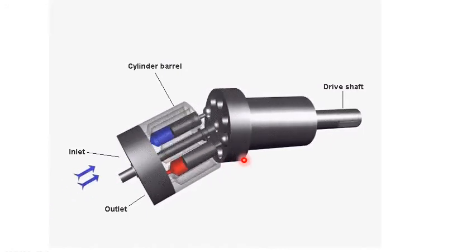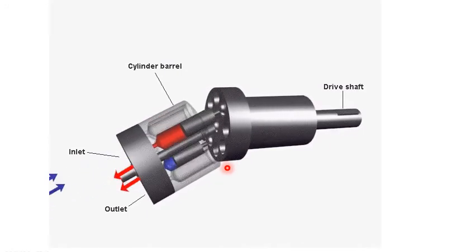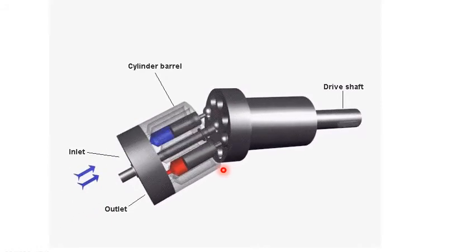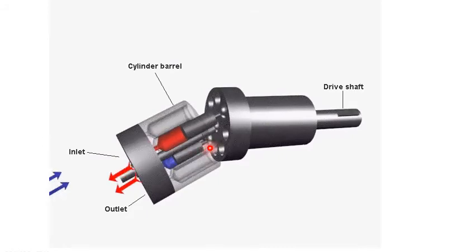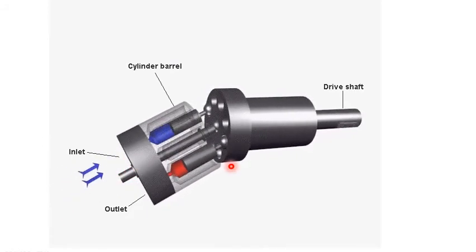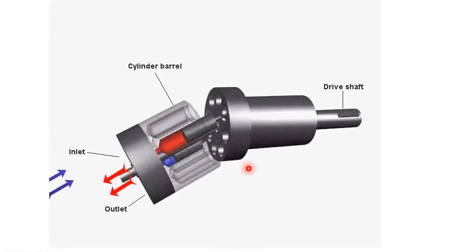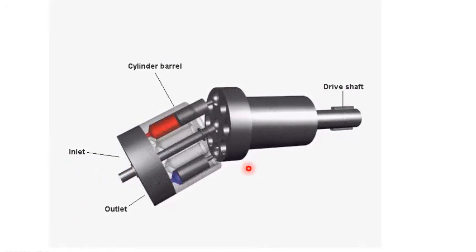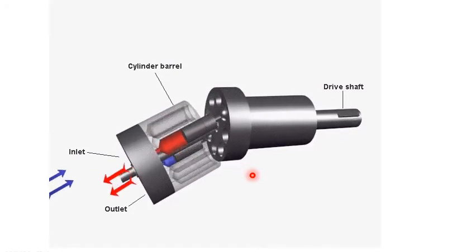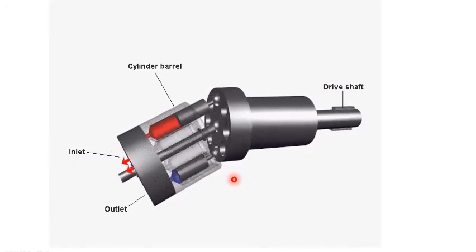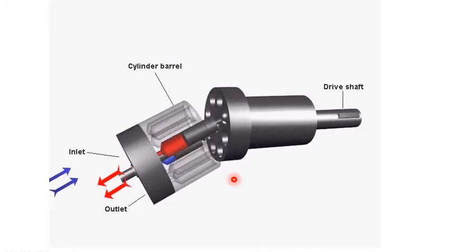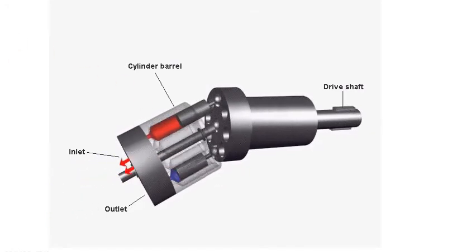The volumetric displacement of this pump mainly depends on the offset angle, that is theta. Theta mainly varies from 0 degree to a maximum of about 30 degree. Fixed displacement units are usually provided with 23 degree or 30 degree offset angles.